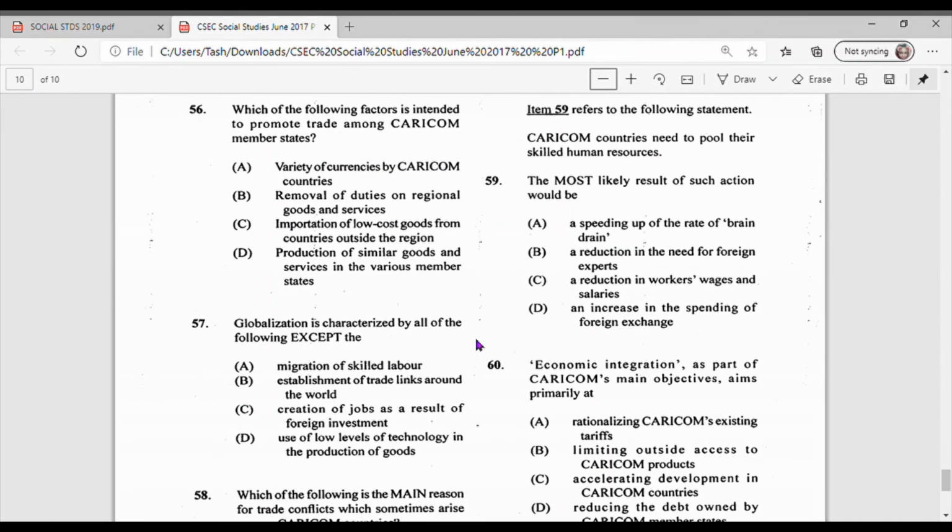Item 59 is relating to the statement, Caricom countries need to pool their skilled human resources. The most likely result of doing that would be speeding up the rate of brain drain, reduction in the need for foreign experts, reduction in workers' wages and salaries, or an increase in spending of foreign exchange. So if you actually pool the skilled human resources together, then that would reduce the need for foreign experts. So the answer for 59 would have been letter B.